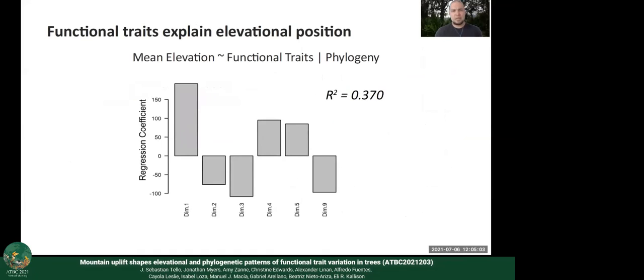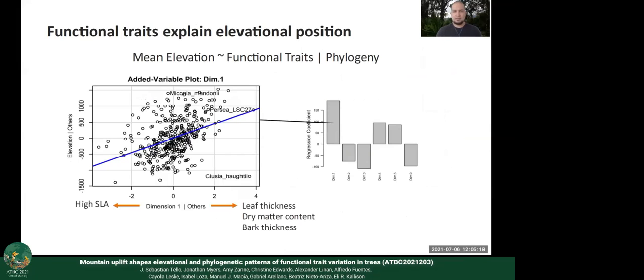So the first question that we had was, to what degree is the elevational position of a species accounted for by these functional traits or these potential adaptations? And we find that about 40% of the variation in elevation is explained by functional traits. For example, we found that species in the lowlands typically reflect species that have high specific leaf area, while species in the highlands typically are species with thick leaves that have high dry matter content and also thick barks.